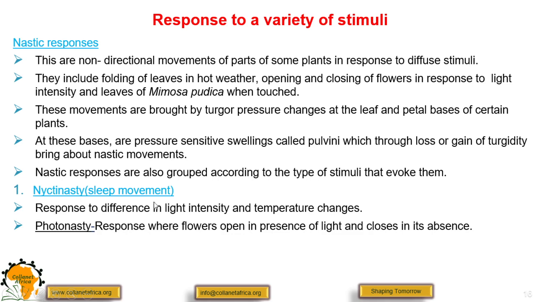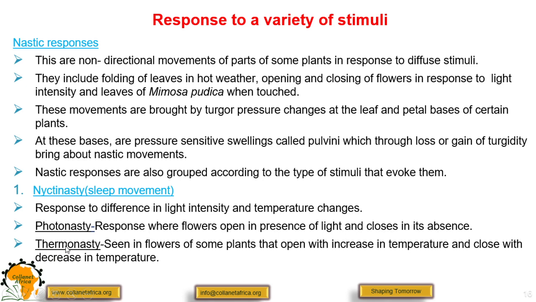There are types of sleep movements. If the response is particularly to light, it is called photonasty, and this is where flowers open in presence of light and close in its absence. The other one is thermonasty, and it is seen in flowers of some plants that open with increase in temperature and close with decrease in temperature.